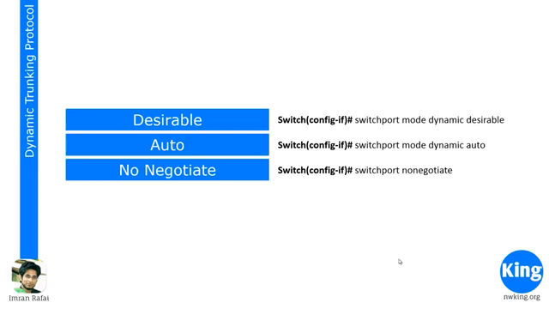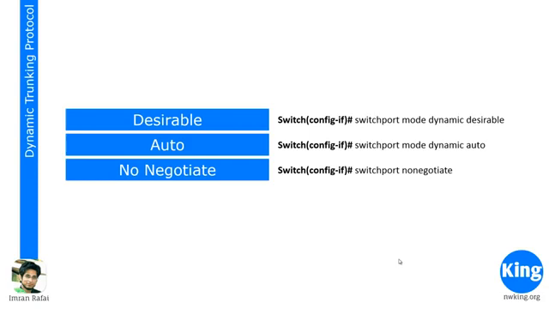In DTP there are three modes, or rather there are two modes: dynamic desirable and dynamic auto. And the third thing that you see here on screen is nonegotiate. That is a way to disable DTP. So let's start from the top.